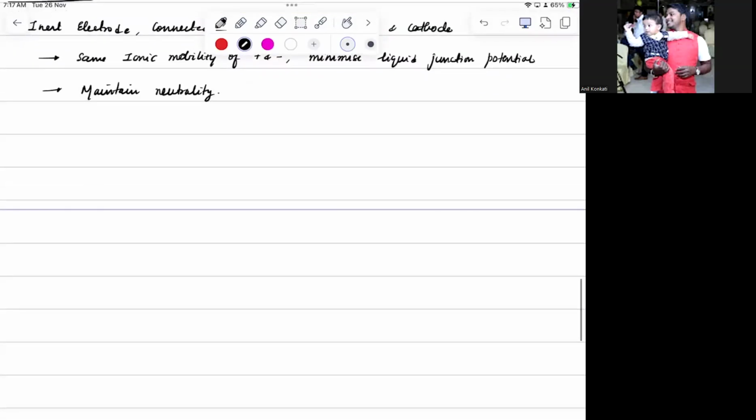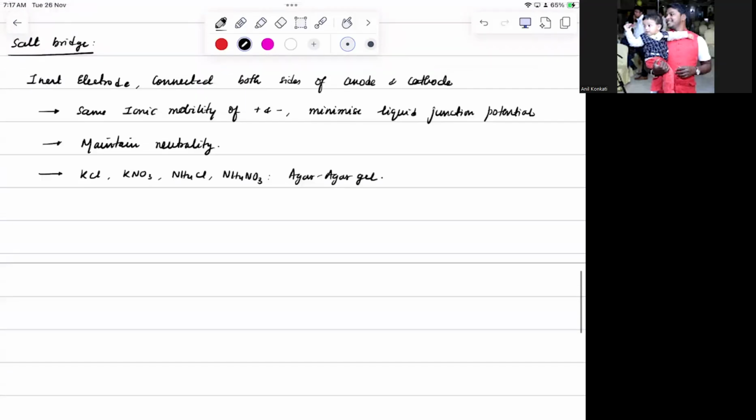Next, the examples for salt bridge include KCl, KNO3, NH4Cl, and NH4NO3. The mixture of these is also called agar-agar gel. This is the basic idea you need to have for the salt bridge, guys.